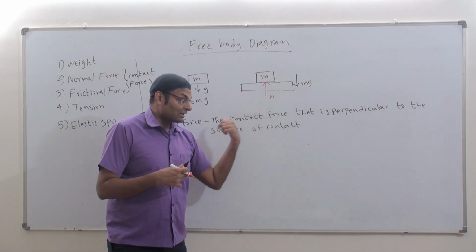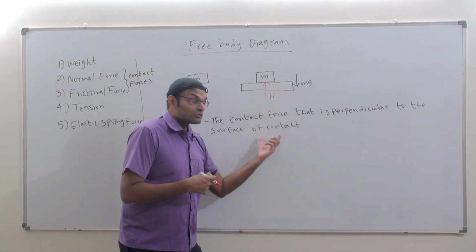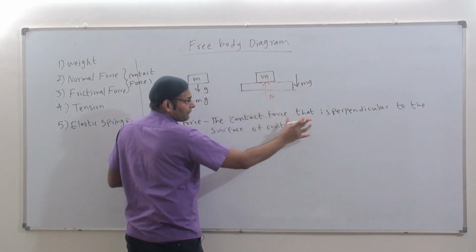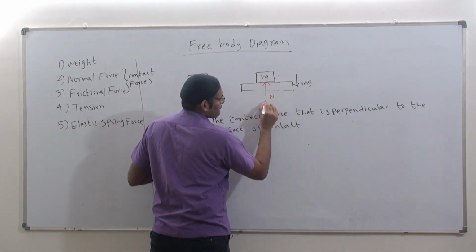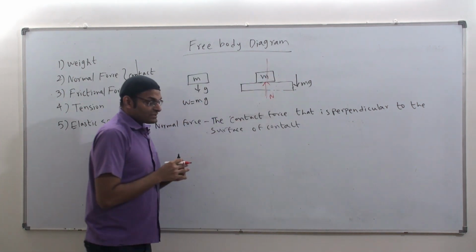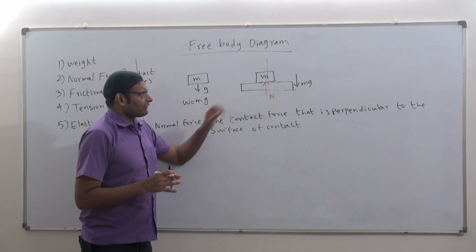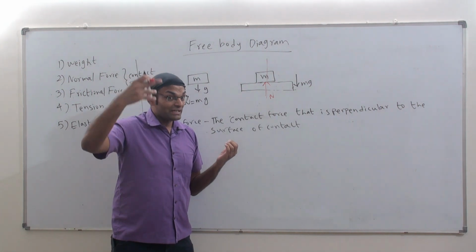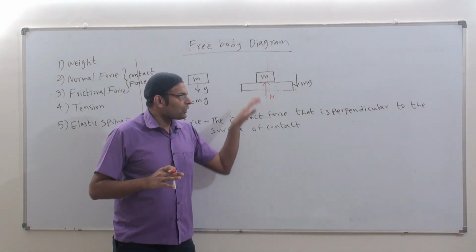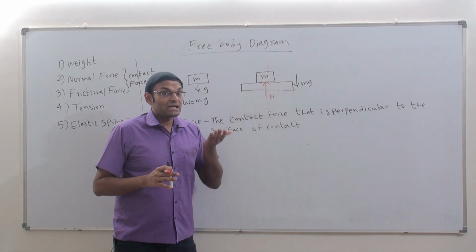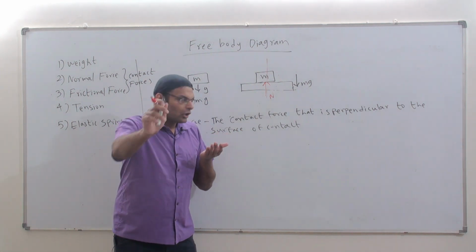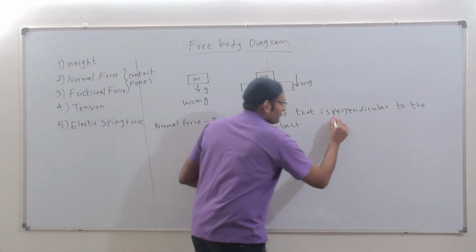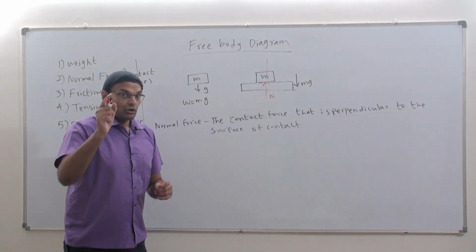That reaction is the contact force that is perpendicular to the surface of contact. You can see what is perpendicular to the surface of contact here. The perpendicular direction is this direction. There is an important point here. I have an M, it exerts a force mg on the platform. As a reaction, there is a force, and that reaction is called normal force. The contact force that is perpendicular to the surface of contact is called normal force.